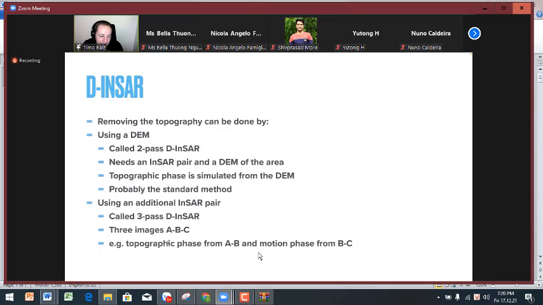if we look at the topographic base, we take ideally an image with a rather large baseline, so the topography is amplified, and we want the baseline for the motion phase, the perpendicular baseline to be rather small, so the topography is not amplified.